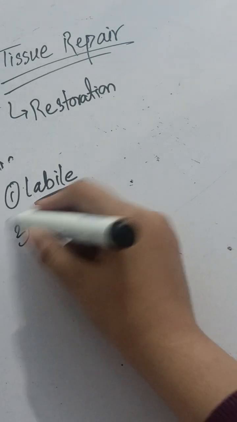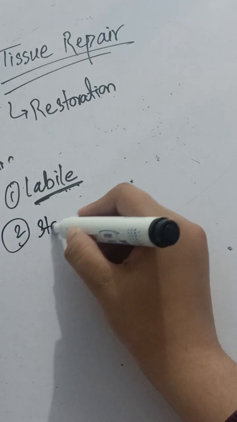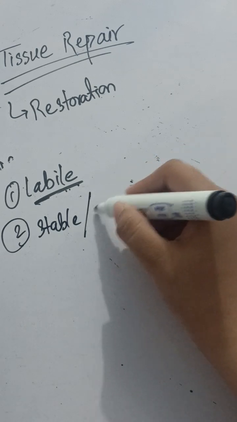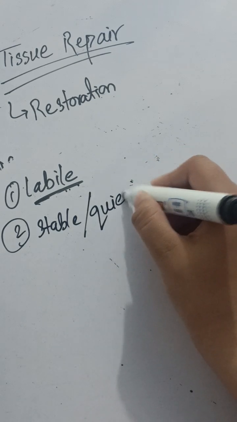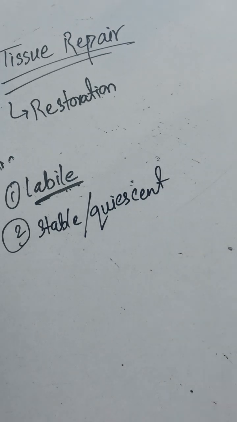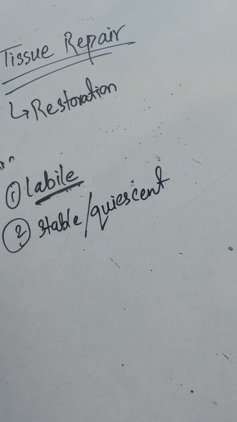Similarly, the second type of tissues present in our body is the stable tissues, or you can call them quiescent tissues. These kinds of tissue have limited regeneration capability, but they proliferate in response to injury. For example, your liver: whenever the stimulus of injury comes upon them, they have the ability to restore or repair. Like the kidney can be repaired after injury, and the pancreas can be repaired after injury, so the injury is important for their repair.